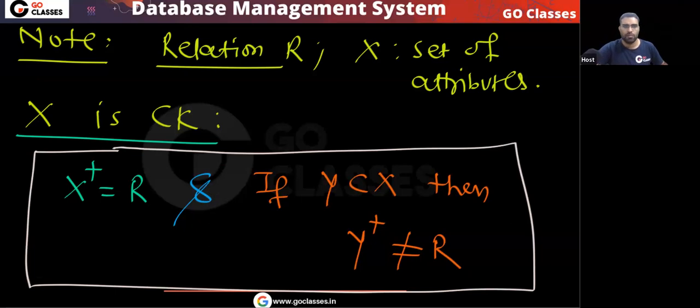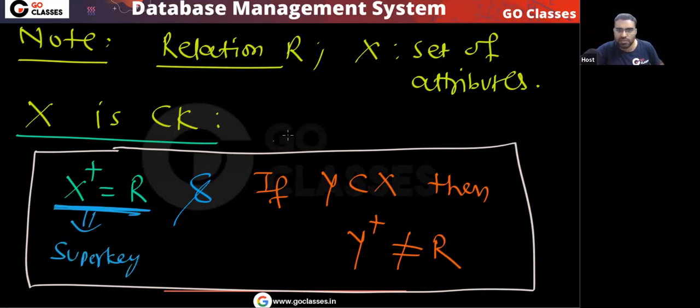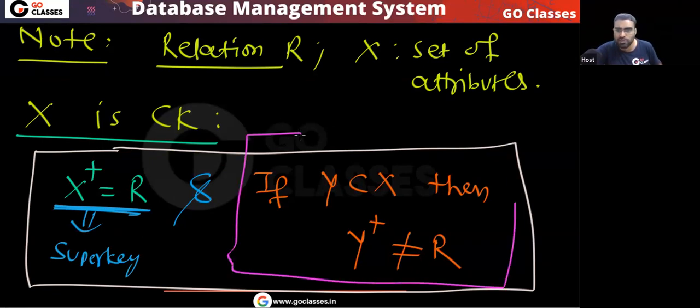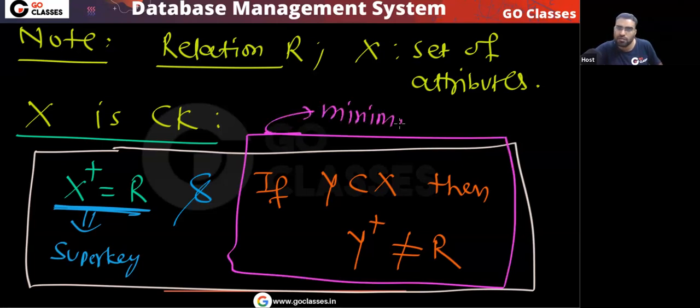Let me know. Because remember, what does candidate key mean? This means it is a super key, and this remaining thing means minimal super key. So very simple: this means a super key, and this remaining thing means minimal super key. Yes or no? This is minimal super key.